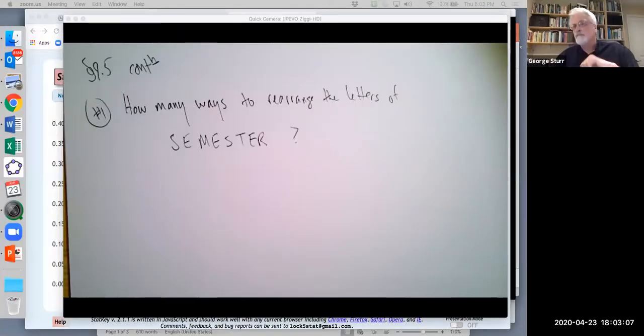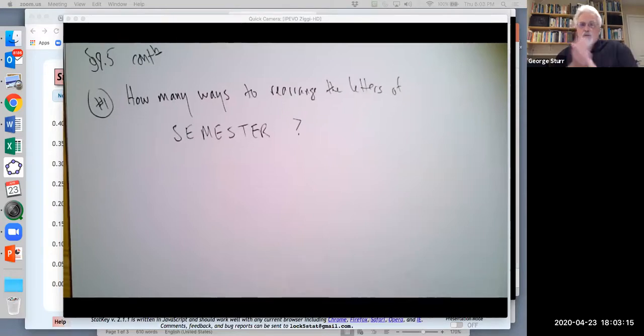I'm going to start this. I have a question for you as a reminder of what we did last time, a little problem to solve here. Let's see, where does share the screen? Okay. So, how many ways can you rearrange the letters of the word semester? Give it a try.